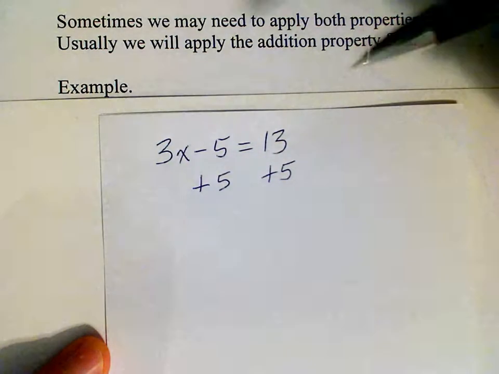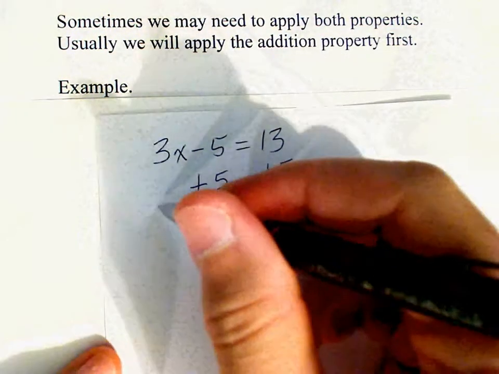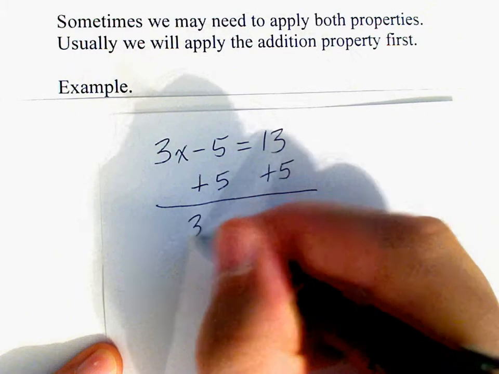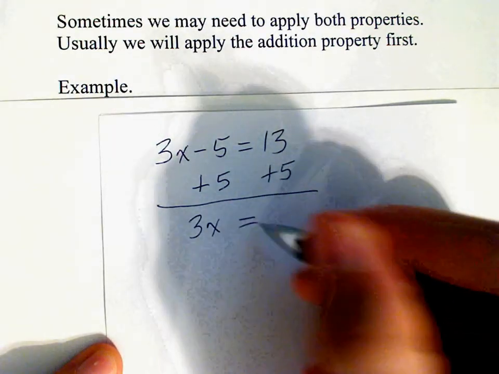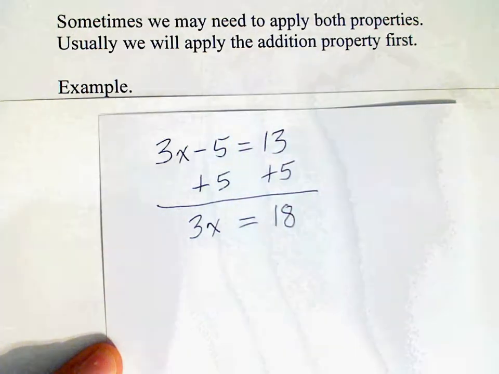And when we do that, you see the plus 5 and the minus 5 cancel out. And so on the left-hand side, we're just left with 3x. On the right-hand side, we have 13 plus 5 is 18.